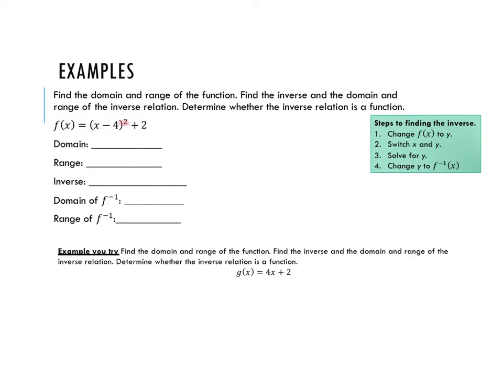If I were to draw a sketch, it would look like this. And remember, this is a right shift of 4 and an up shift of 2. Okay, so our domain, remember, we can put anything we want in for x and get a y value. So we're going to do -infinity to infinity. And then the range, our smallest y value if the parabola opens up, is 2 to infinity.